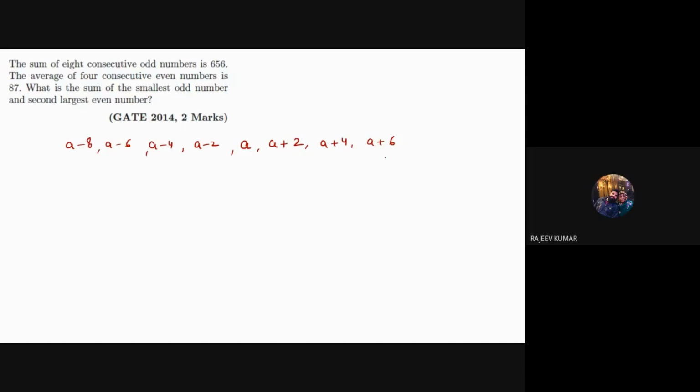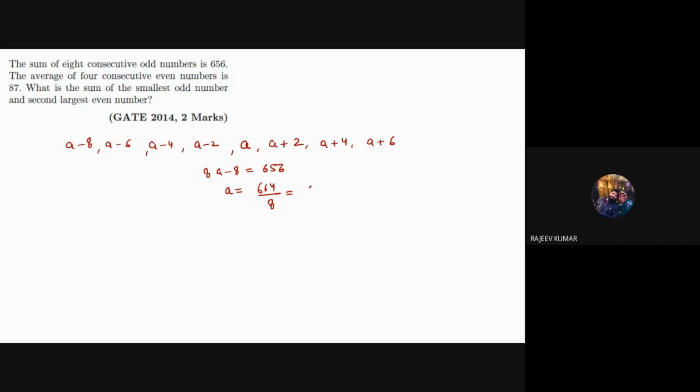So now I have all of these. We have to take their sum. So I will get 2a-8 is equal to 656. This will give me the center number. So a will be 664 divided by 2, which becomes 332. Sir, it should be 8a, right? Yes, sorry, it is 8, so divide by 8.